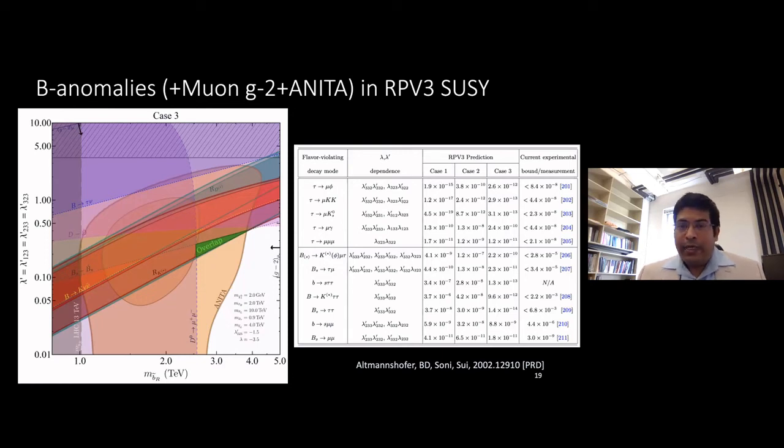Moreover, we can also make some predictions for the future, like how we can test this particular hypothesis. There are a bunch of flavor violating decay modes, with both tau decays and B decays, which you can look for, and you have a definite prediction for this overlap region, which in principle can be tested in the future with Belle II, for instance.